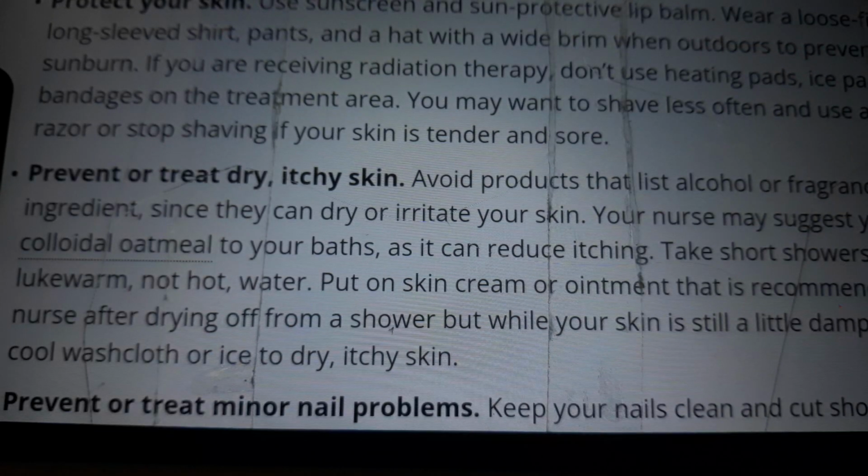Protect your skin. Use sunscreens and protective lip balm. Wear a loose-fitting long-sleeve shirt, pants, and a hat with a wide brim when outdoors to prevent sunburn. If you are receiving radiation therapy, don't use heating pads, ice packs, or bandages on the treatment area. You may want to shave less often and use an electric razor, or stop shaving if your skin is tender and sore.